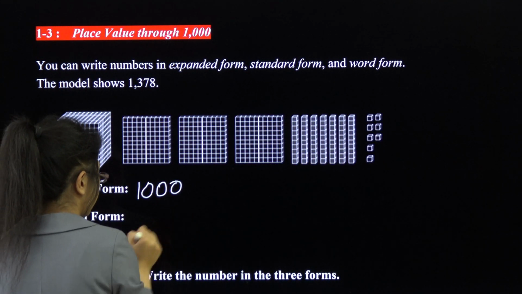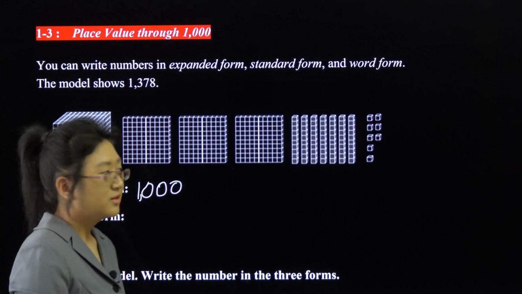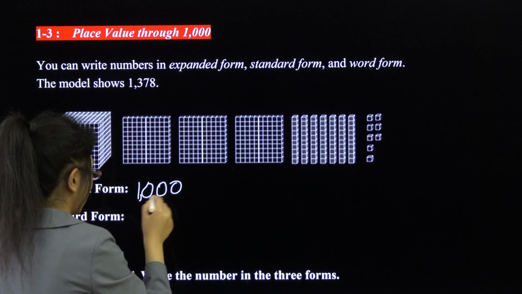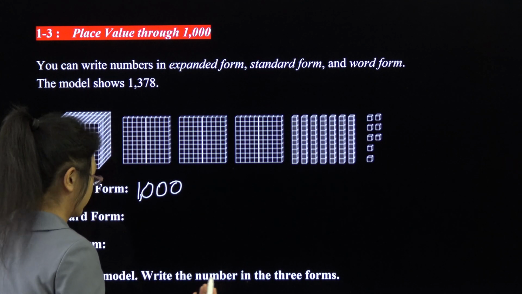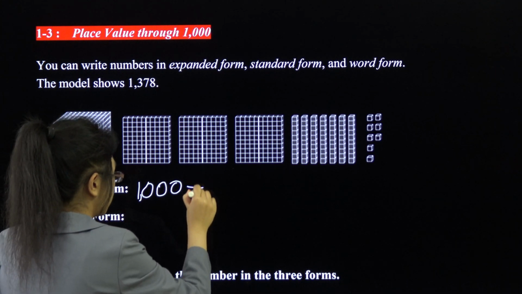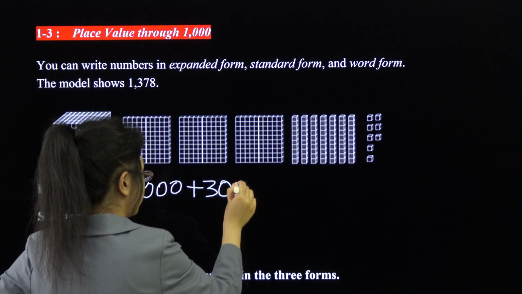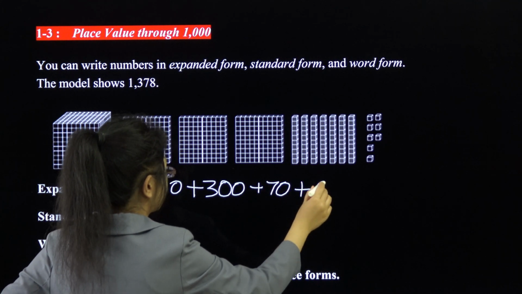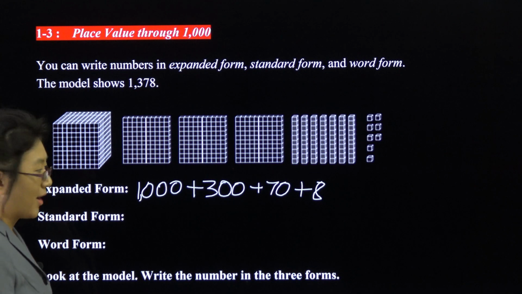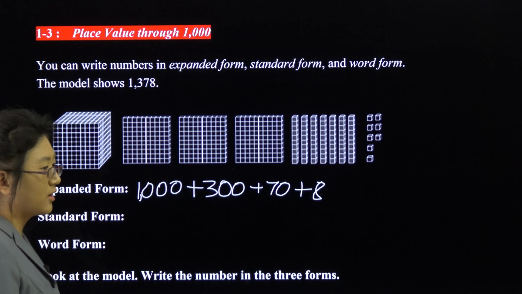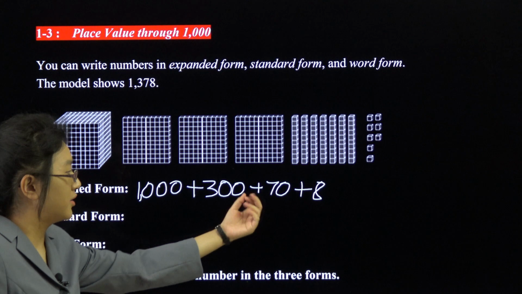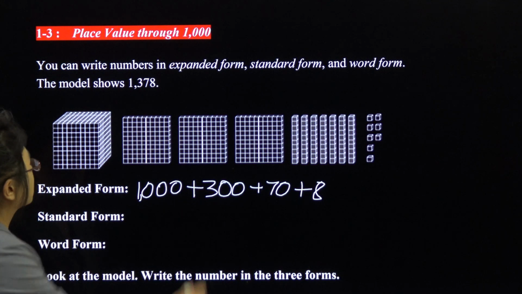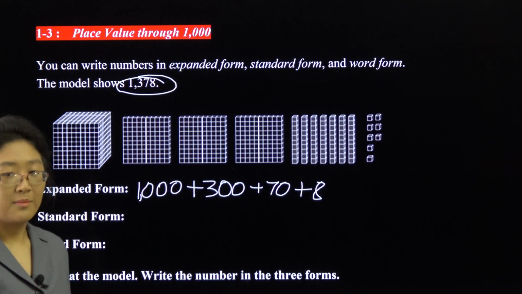The expanded form would be 1,000 plus 300 plus 70 plus 8. Fun fact, not everybody actually uses a comma in 1,000 and bigger numbers. Essentially, it's a breakdown of every single place value: how many thousands there are, how many hundreds there are, how many tens there are, and how many ones there are.